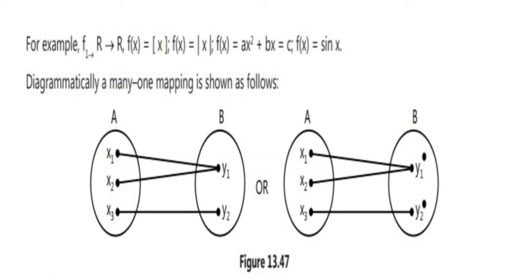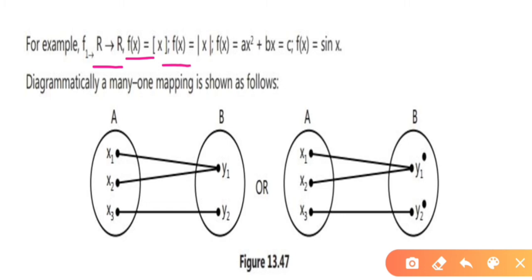Let's see its graph. For example, f from R to R, f of x equals mod x, greatest integer function, f of x equals x square plus bx plus c, f of x equals sin x. These are all examples of many-one function. Diagrammatically, many-one function is shown as follows.